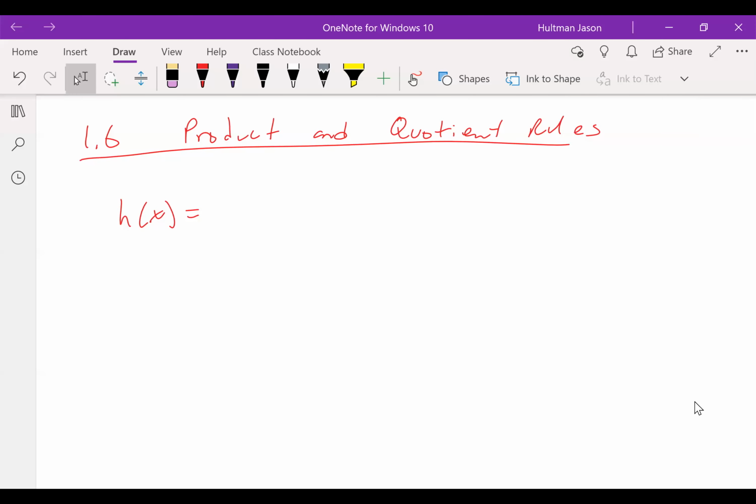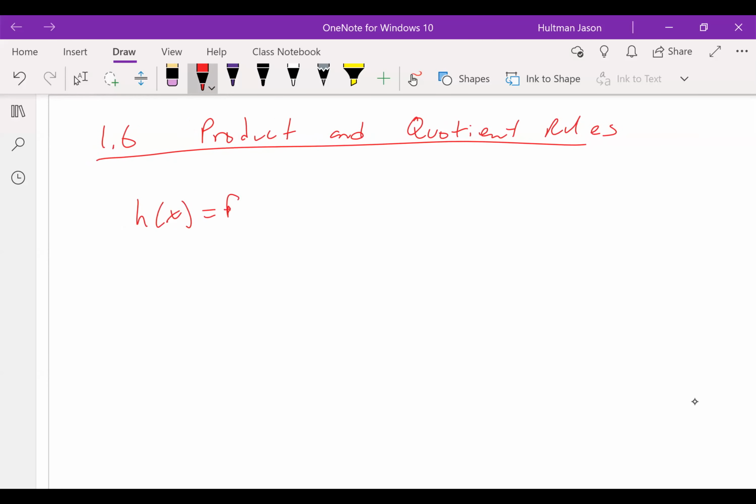Okay, so if I have the product of two functions, let's call this f of x times g of x, then we have to find the derivative. We take the derivative of the first times the second plus the derivative of the second times the first. Okay, so that's that, and this is called the product rule.